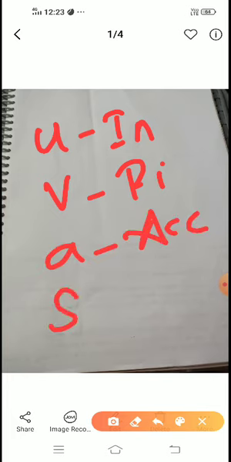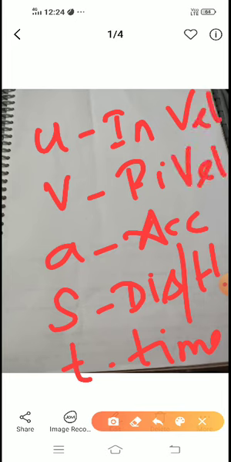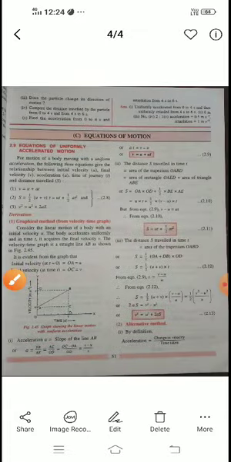U stands for initial velocity, V stands for final velocity, A stands for acceleration, S stands for displacement or height, and T stands for the time taken. Is it clear? So using these only, we'll be deriving our equations of motion.